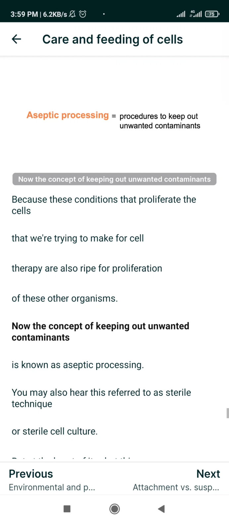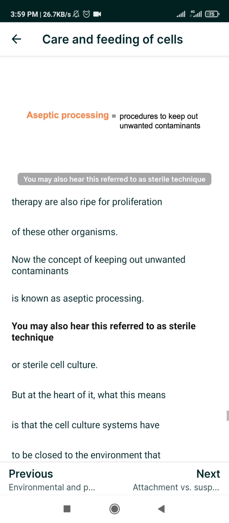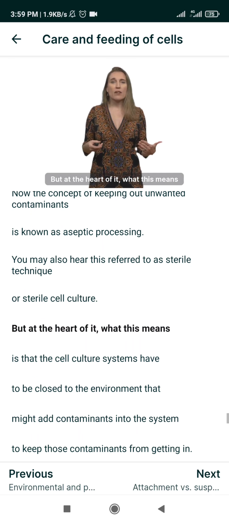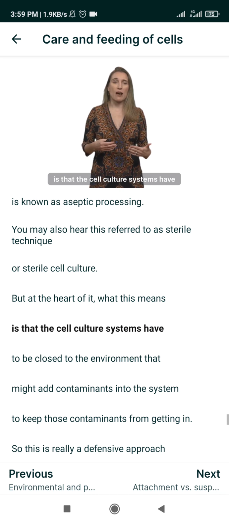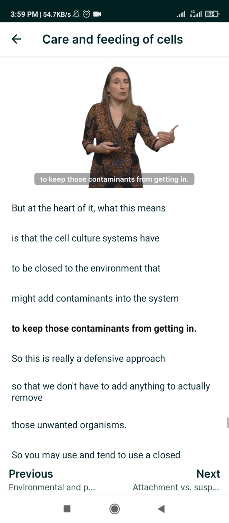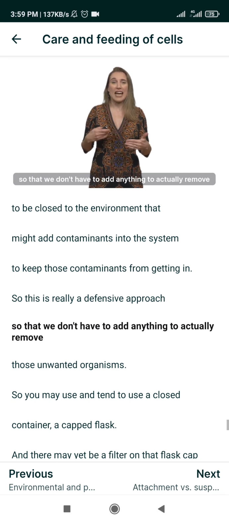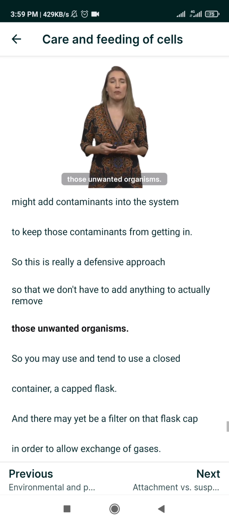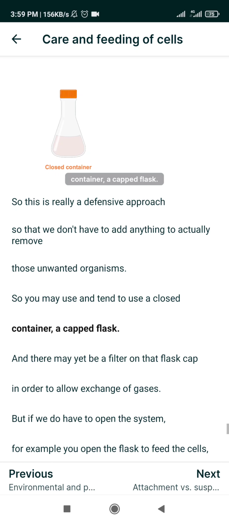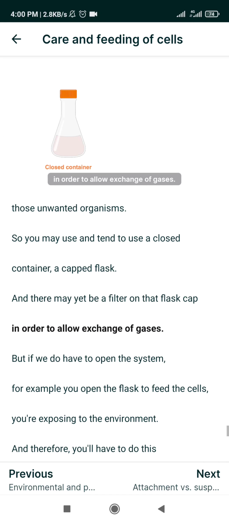Now, the concept of keeping out unwanted contaminants is known as aseptic processing. You may also hear this referred to as sterile technique or sterile cell culture. But at the heart of it, what this means is that the cell culture systems have to be closed to the environment that might add contaminants into the system to keep those contaminants from getting in. So this is really a defensive approach so that we don't have to add anything to actually remove those unwanted organisms. So you may use and tend to use a closed container, a capped flask, and there may be a filter on that flask cap in order to allow exchange of gases.